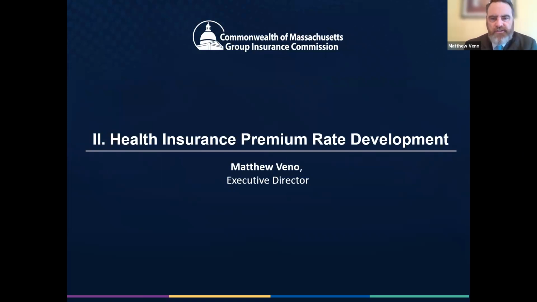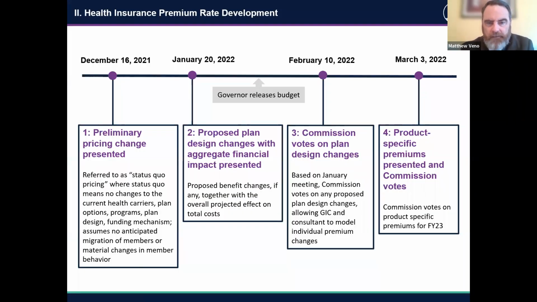So here we'll move into health insurance premium rate development. On the next slide is the timeline that the GIC is operating under this year, very similar to prior years. As you can see, we've had an initial presentation to our commission about preliminary rates at our meeting in December, which was followed by a meeting last week where we presented proposed plan design changes, as well as the aggregate financial impact of those changes. Both of those meetings, if you're interested, are available on the GIC's YouTube page. At our next meeting of the commission on February 10th, we will be voting on plan design changes, followed by a commission vote on premiums at our March meeting.